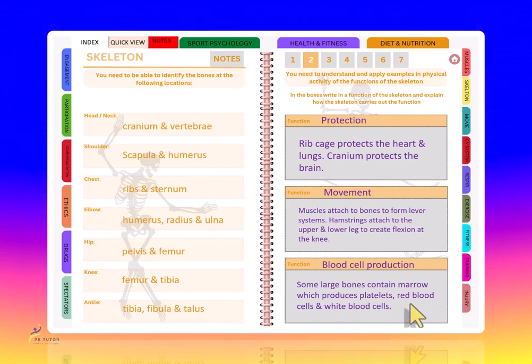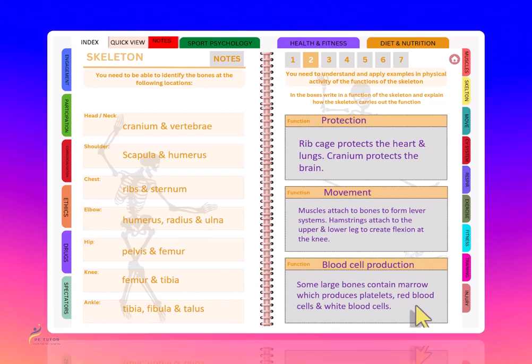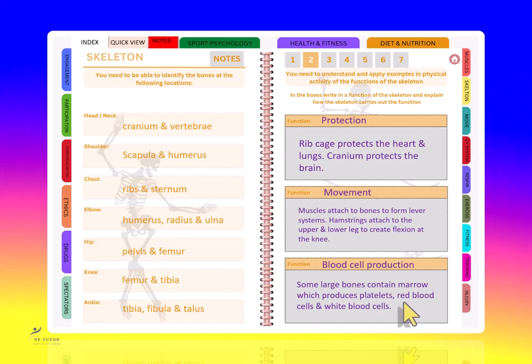Now obviously we'll be coming on to looking at the cardiovascular system and the blood and the role of these blood cells in due course. Just remember that they're produced in the large bones, the long bones, in the marrow, and it's platelets, red blood cells and white blood cells that are produced.